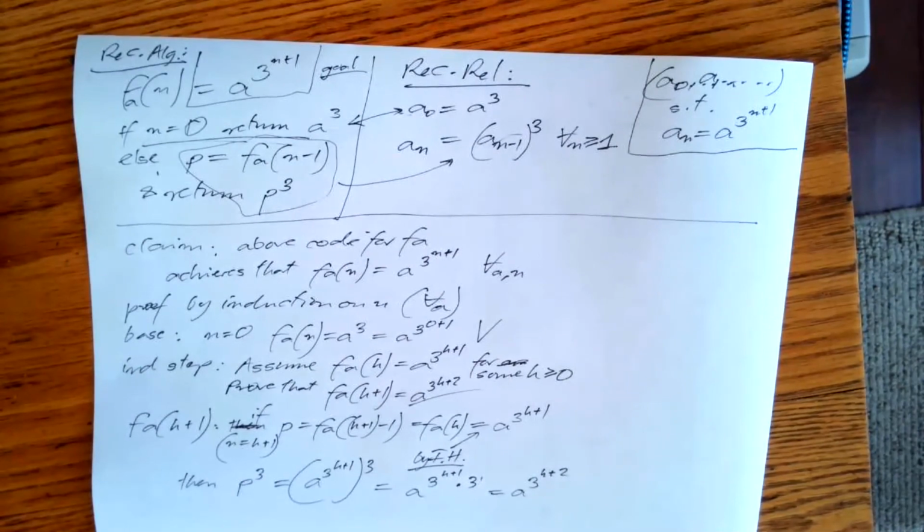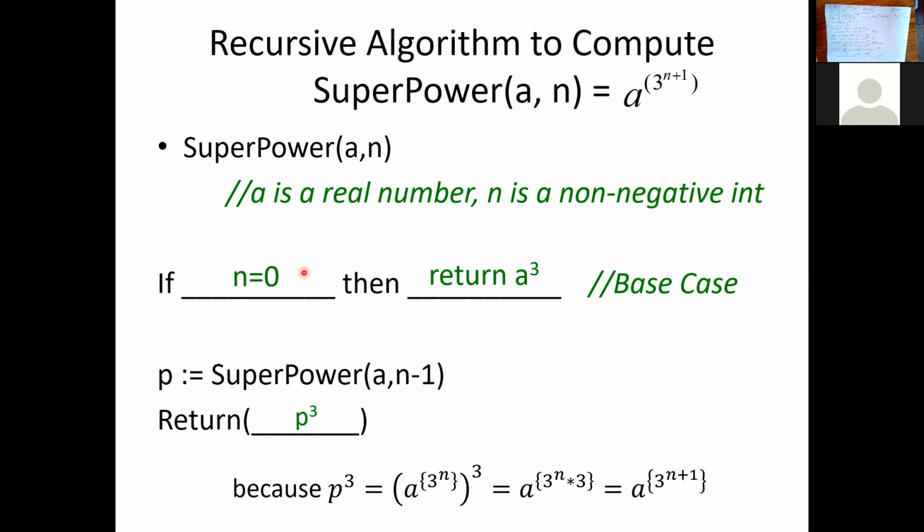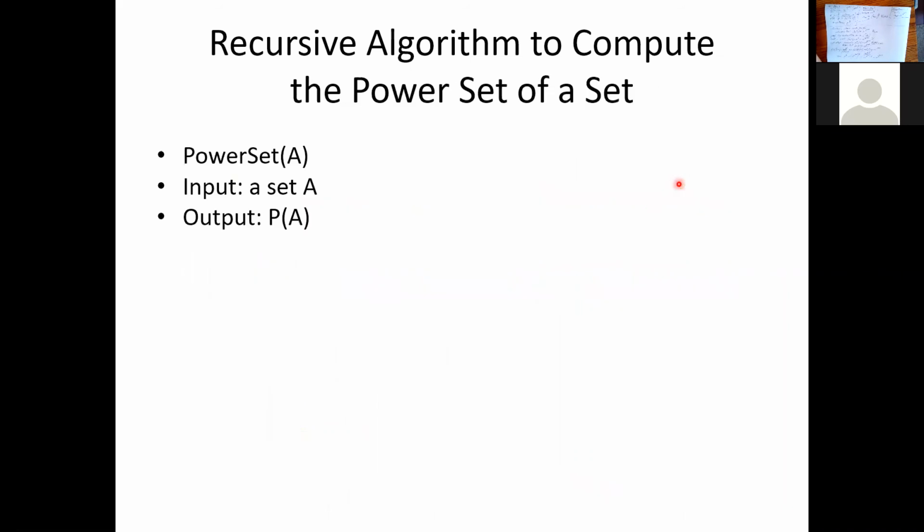Okay. So let's do we have some other examples here? Let me check. I think I have one more. Aha, yes. So my last example of a recursive algorithm is an algorithm that writes out power sets. Okay, so the input is some set, and I want to write out the power set of that set. Okay. So in other words, write out all subsets of an input set A.